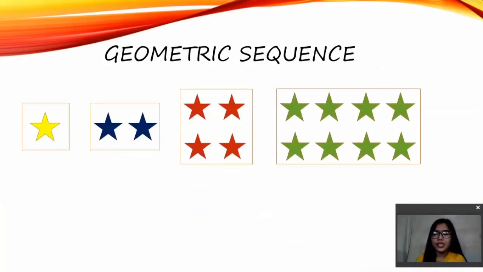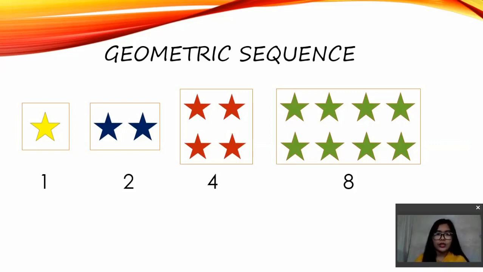So, let us first have an example or illustration of a geometric sequence. So, makikita ninyo dito na meron tayong group of stars. Sa unang box, we have only one star. Sa second box naman, we have 2 stars. And then sa third box, we have 4 stars. And then sa fourth and last box, we have 8 stars. So, ano yung napapansin ninyo dito? Come to think of it.